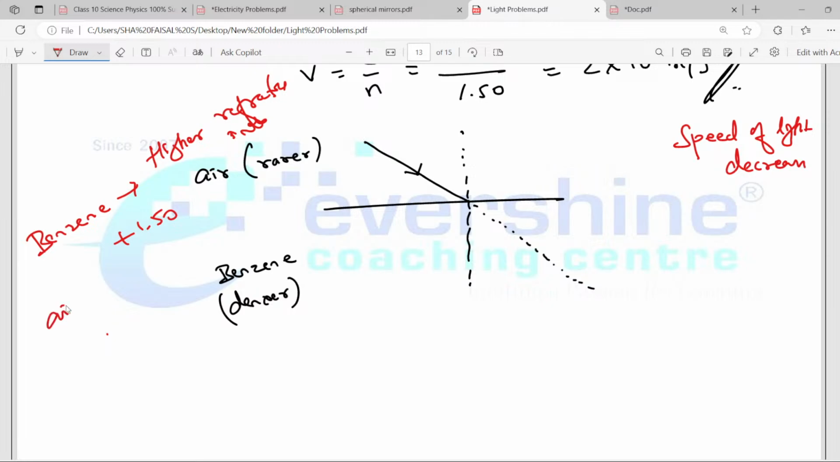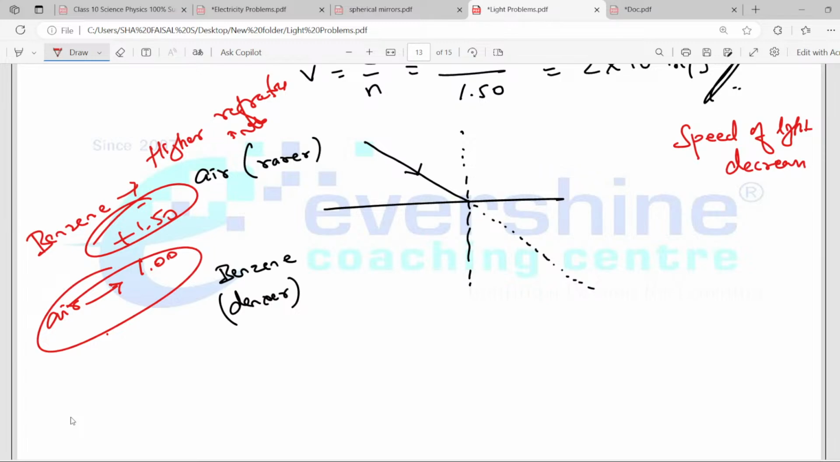Why? Because air medium refractive index is how much? Approximately around 1.00. See this. Benzene refractive index is 1.50. Air refractive index is 1. So according to Snell's law, we can say that when light enters from rarer medium to denser medium, it bends away from the normal.